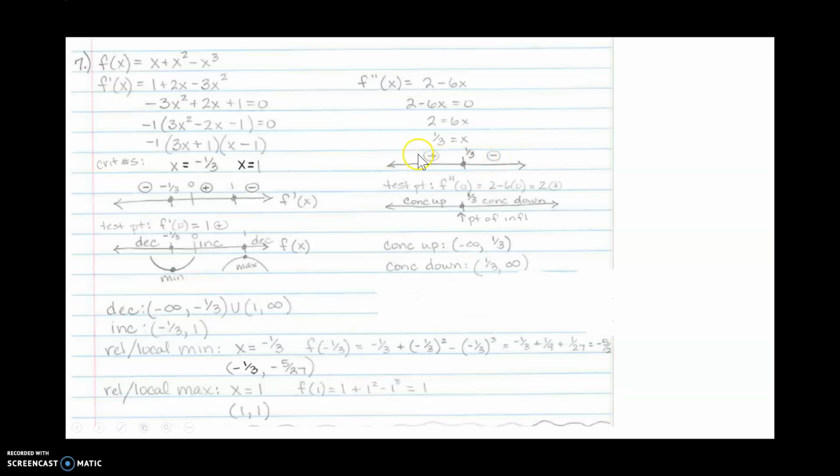So anywhere my second derivative is positive, my original function's concave up. Anywhere my second derivative is negative, my original function is concave down. So that means that I'm concave up from negative infinity to 1/3, and I'm concave down from 1/3 to infinity. So there are my intervals for concavity.